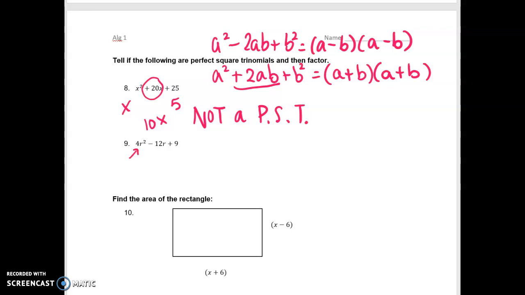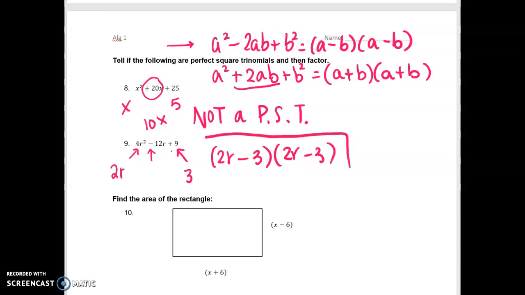If this was a squared, a would be 2r. If this was b squared, this would be 3. B would be 3. And we have a minus here and a plus here. So we're looking at this top formula. If this is going to be a perfect square trinomial, then the middle term should be 2r times 3, which would be 6r. Double it, times 2, is 12r. That is true. So we can write that.